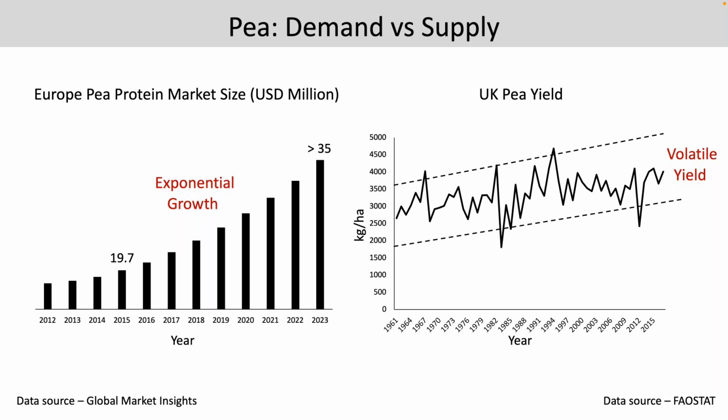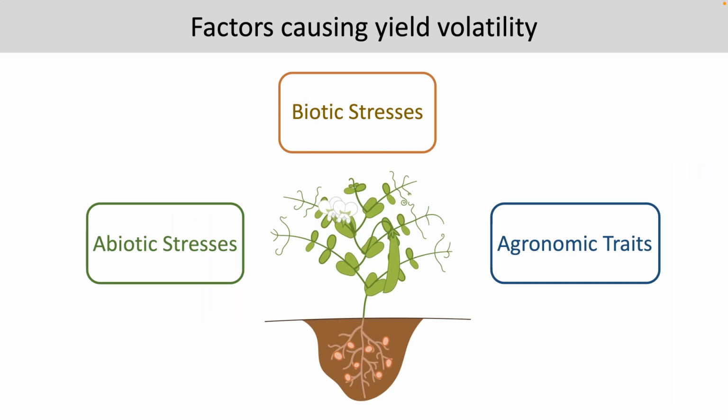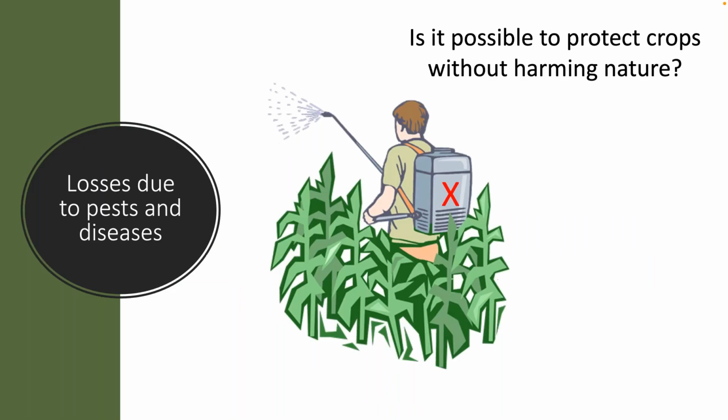So the important question is, we need to understand why there is this volatile yield that we see in farmers' fields. There are multiple factors causing this yield volatility, such as biotic and abiotic stresses, and subpar agronomic potential. Understanding the genetic basis of these causes will help us to achieve the holy grail of yield stability. My focus is particularly on identifying genetic sources of resistance for some of the important diseases of peas against which the current control strategies, which is the use of chemicals, are not particularly effective or not available.